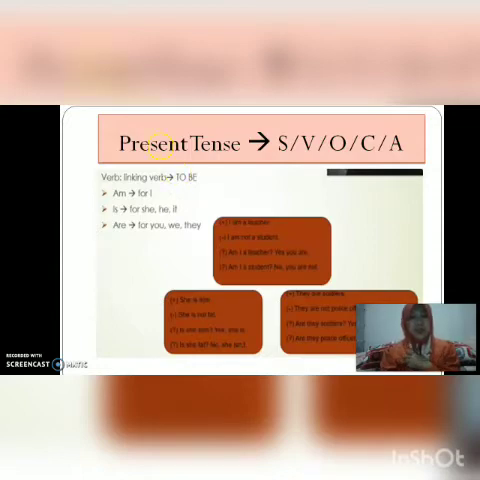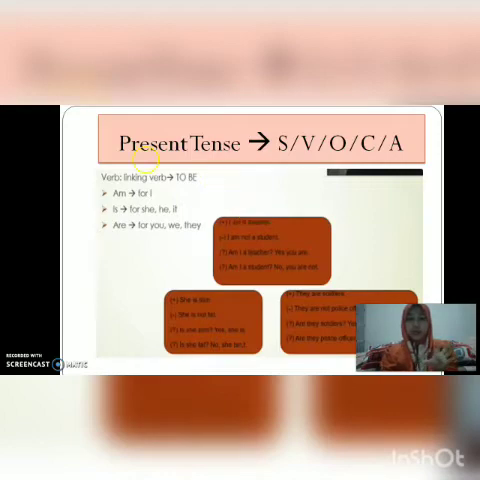The first one is linking verb, or we can call it to be. There are 3 to be in the present tense. The first one is am, which is using for I. The second one is is, for she, he, it. And the last one is are for you, we, and they. So the to be is depend on the subject you want to use.